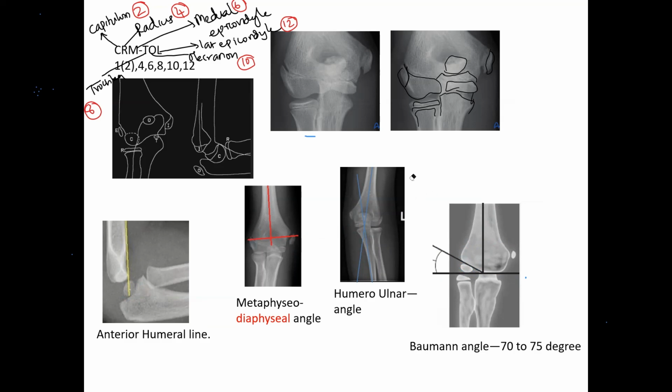So one hand is fractured, other hand is normal. So you take the X-ray of normal elbow joint and take the X-ray of the affected or fractured limb and draw the angles and measure this angle. So you can find the difference. So most of the time, in the same patients, the other limb which is normal is used as a control for calculating this angle. So anterior humeral line, metaphyseal-diaphyseal angle, humero-ulnar angle, and last one is Bowman's angle. All four are very important in reading the X-ray or estimating the amount of deformity or amount of malalignment.